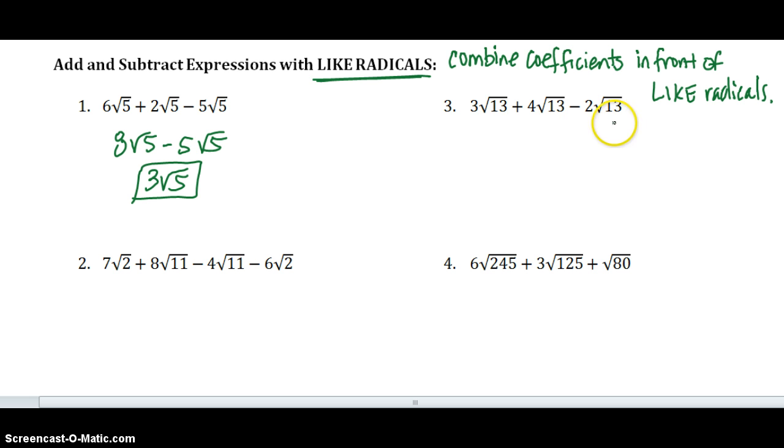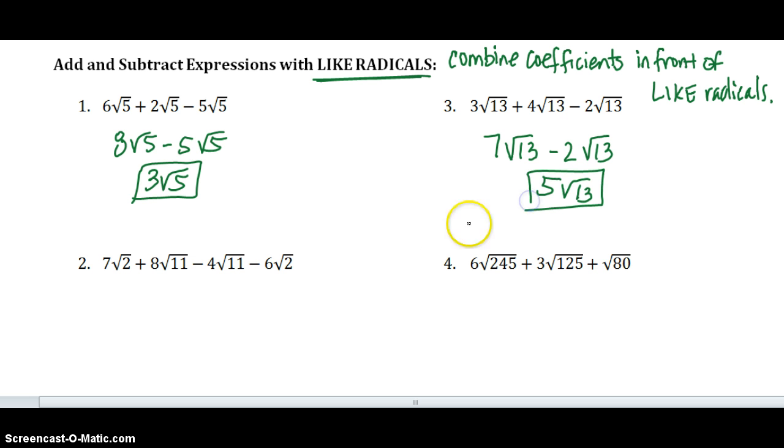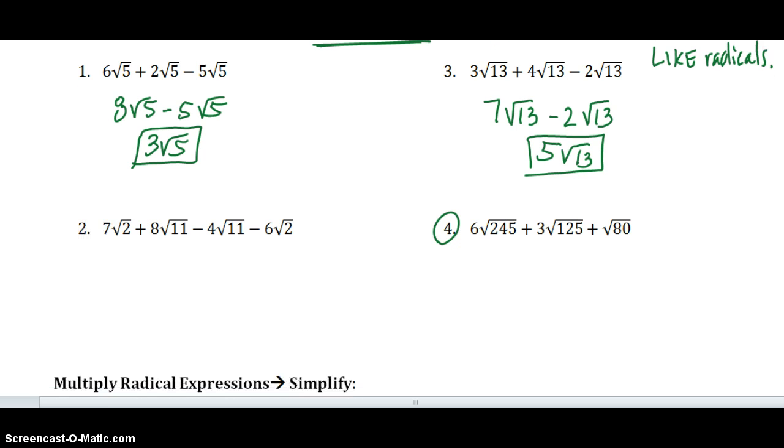These are already square root of 13, and 4 plus 3 is 7. But then you need to subtract 2, so you have 5 radical 13. Y'all can do this. Now 4 is going to be a little bit tricky because you have to break down the radicals, but I did that in the second example on the front side.